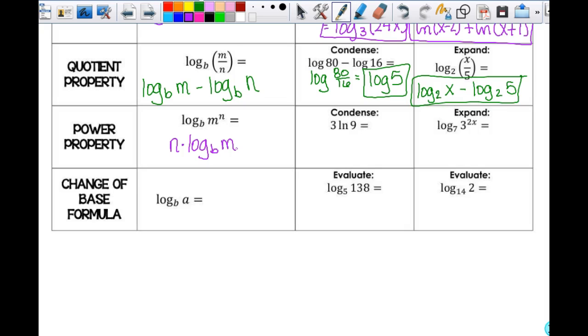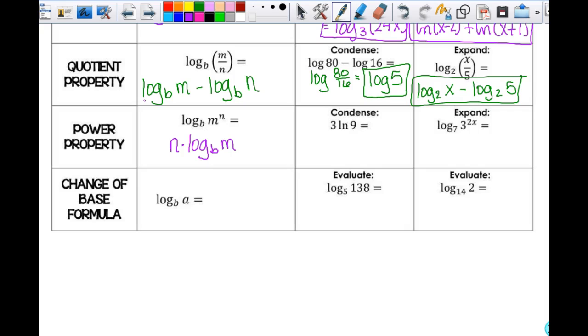Yes, sir? For the quotient property, you have to put them in order, and for the other one, it doesn't matter, right? Because you're just adding them. Right, for the other one it doesn't matter because you can multiply and add in any order. But on this one, the order definitely matters because the negative part is the denominator.